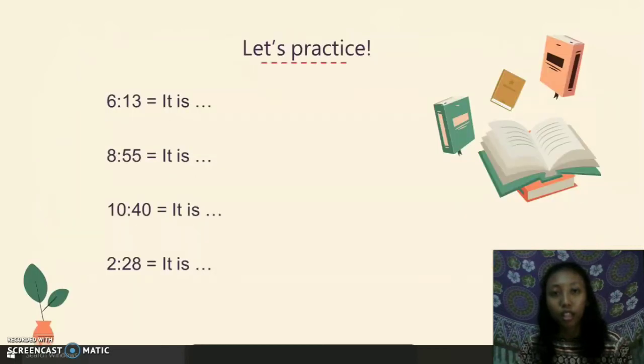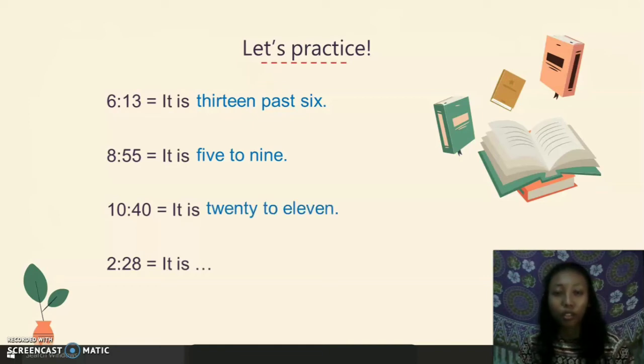Now, let's practice. For the first one, what time is it? Yes, is it 13 past 6? Next, what time is it? Is it 5 to 9? Great! Next, what time is it? Is it 20 to 11? And for the last, what time is it? Yes, it is 28 past 2.